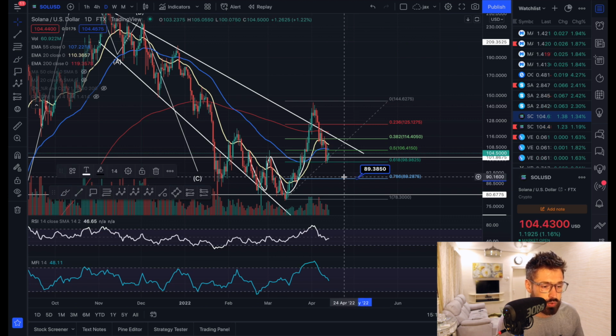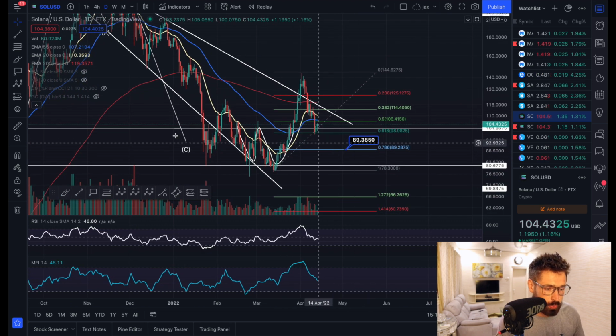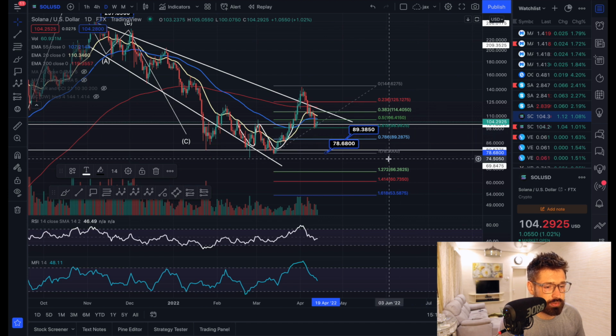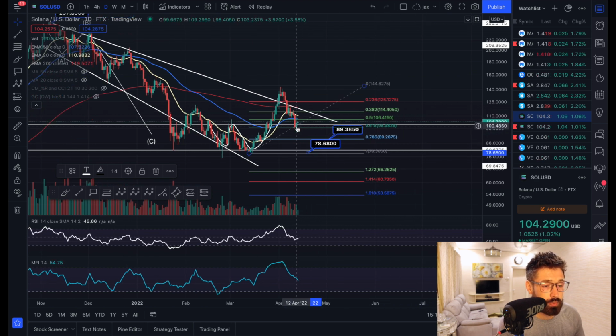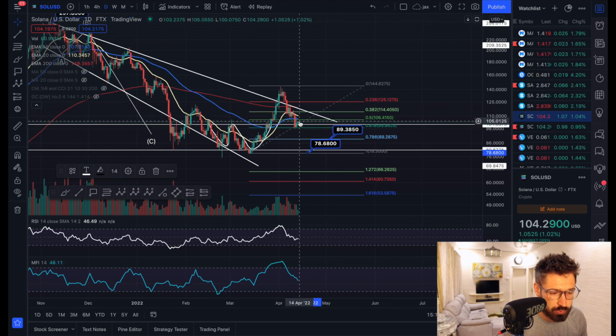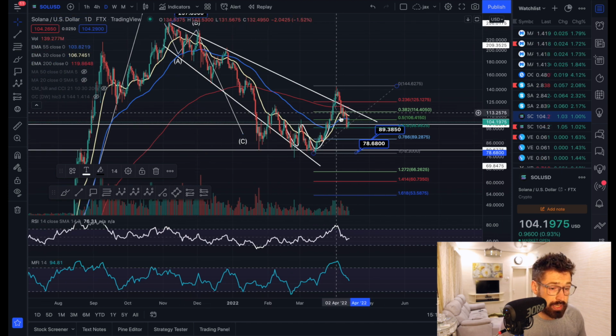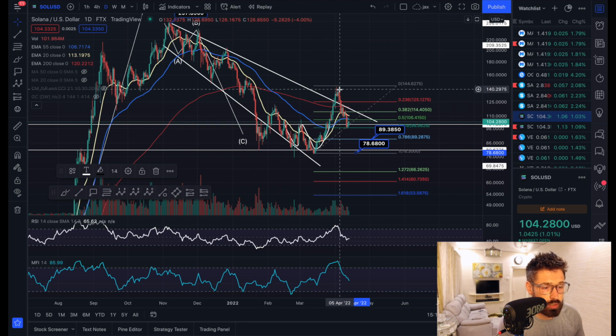Your next target to the downside for Solana is the 0.786, coming in at 89, and then the previous swing low, which is coming in here at about 78. We are underneath the EMAs on the daily, so if we do hit them as resistance, we can continue to see that rollover. We'd have to get back above them and break out of our descending broadening wedge if we are going to come up and try to re-tackle these highs.